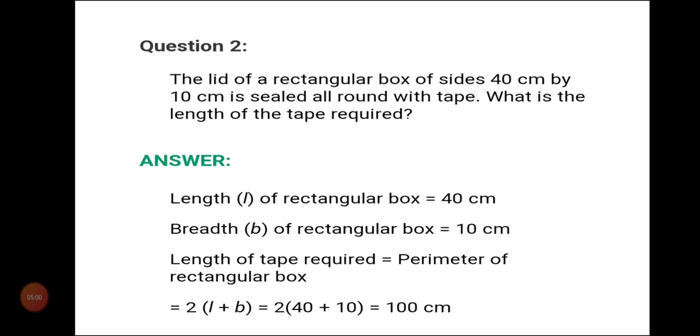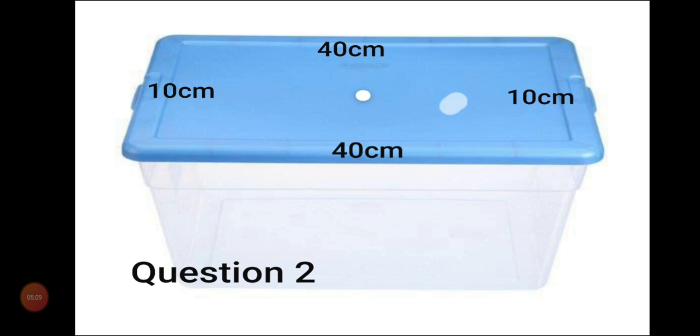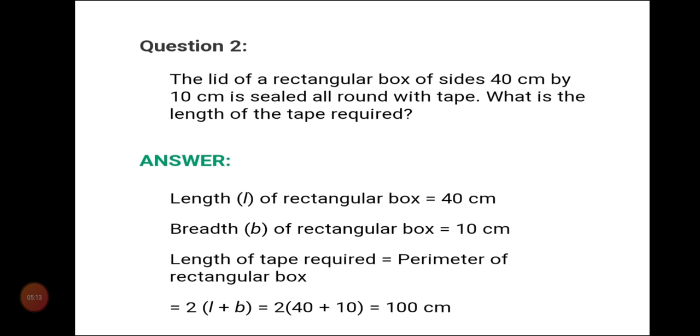Now the next, second question, dear students: a lid of a rectangular box. Let me show you a rectangular box. Here you can see the picture of a rectangular box. The lid means its cap, which we use to cover the box. The lid of a rectangular box of size 40 centimeter by 10 centimeter is sealed all around with tape. What is the length of the tape required?